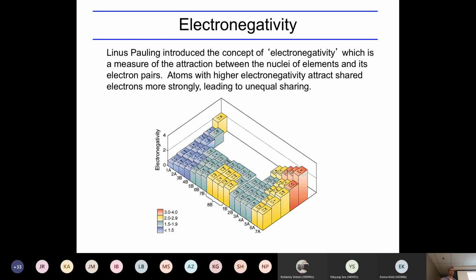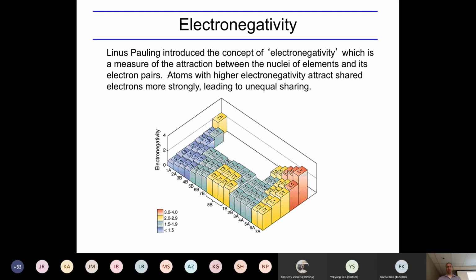Electronegativity is important as well, that you guys understand the concept of electronegativity. So basically, electronegativity is the propensity, if that's the word to use, of an element to draw electrons close to itself when it's making a covalent bond with another element. It's how greedy that element is for an electron pair.